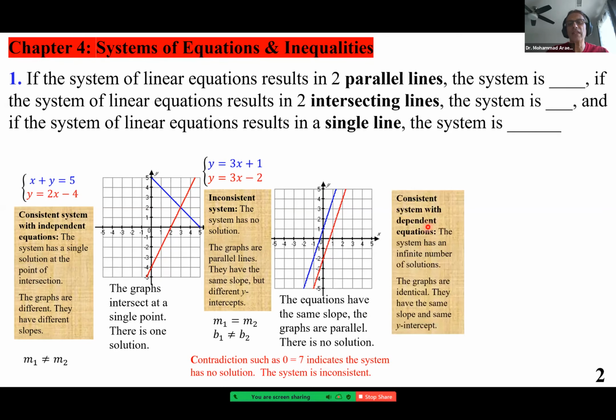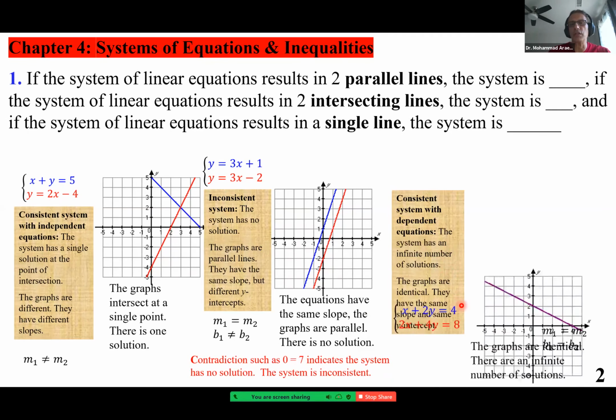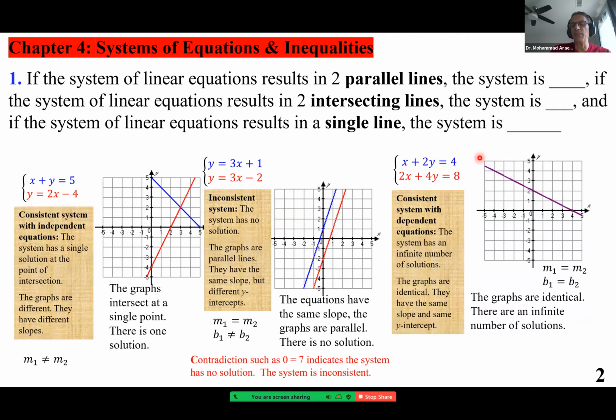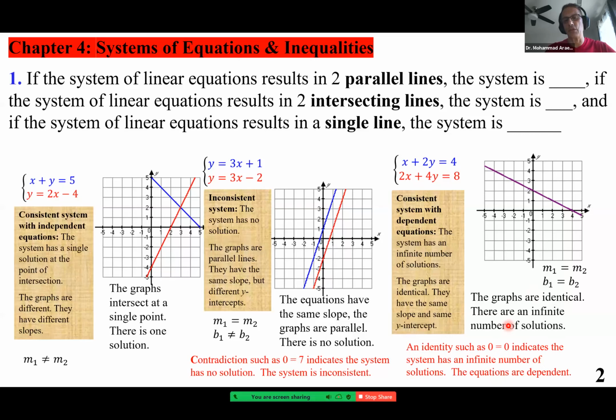A consistent system with the dependent equations, the system has an infinite number of solutions. The graphs are identical. They have the same slope and the same y-intercept. In essence, when you graph them, it's a single line. If you were to solve for y, you get identical equations. Slopes are the same, intercepts are the same, and we have infinitely many solutions. So if we are solving it by the method of substitution or addition, we end up with an identity such as 0 equals 0 or 5 equals 5.